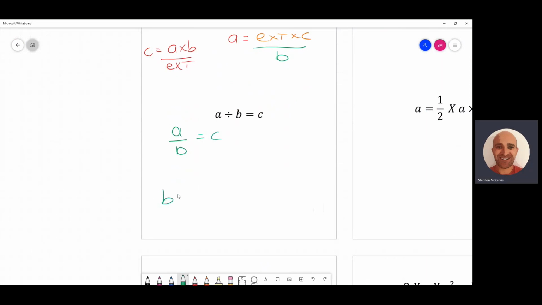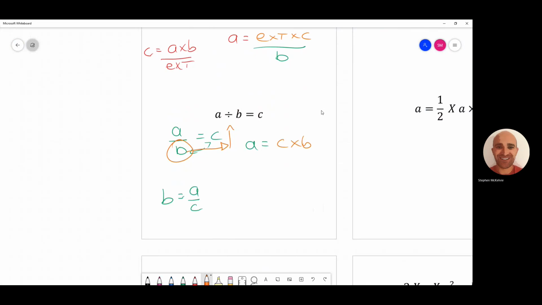And I want to find out what B is. I'll just do my swapsies. B is equal to A divided by C. I want to find out what A is equal to by itself. Then I move B from underneath the line, other side of the equals to, on top of the line. A is equal to C times B.